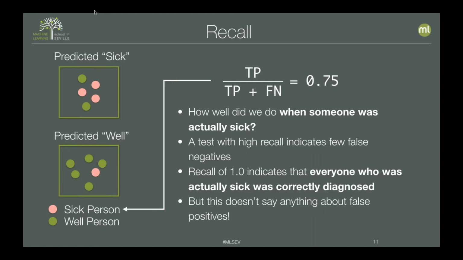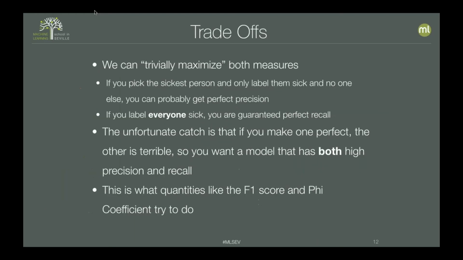If you have a test with high recall, it indicates very few false negatives. It doesn't say anything about the people who are not sick. It only gives the result for the people who are sick. Recall of 1.0 means you picked up everybody. You found everybody who was sick. Recall of 1.0 is good, right? Unfortunately, it doesn't say anything about false positives. So if you have a recall of 1.0, that's good. You've picked up all the people who are sick, but you also might have picked up millions of people who are not sick.